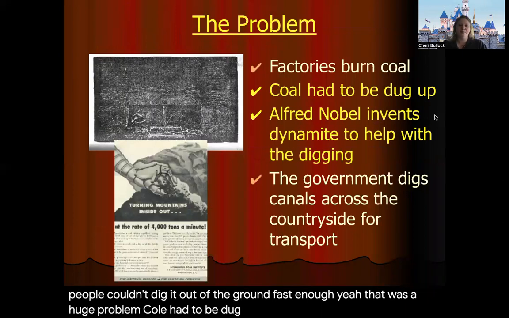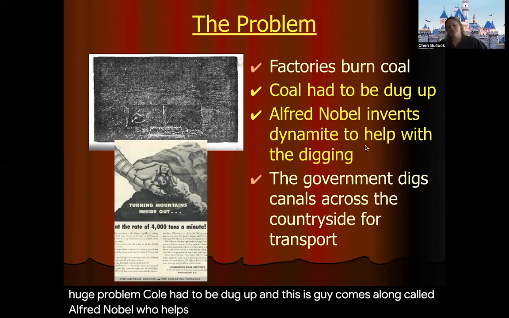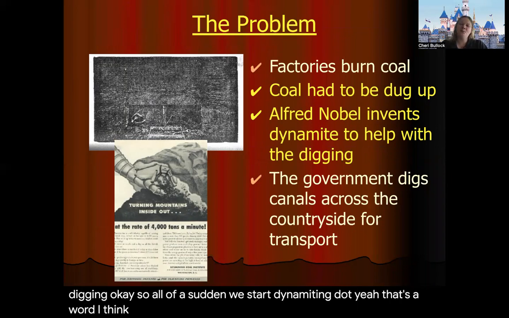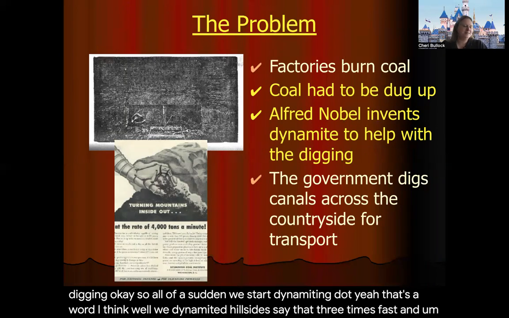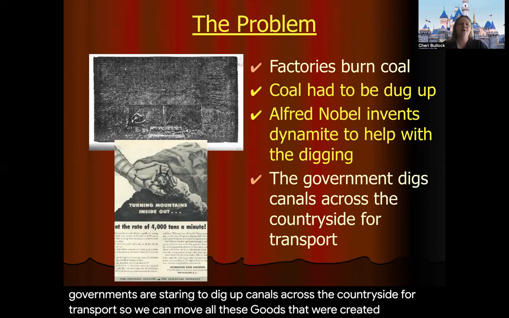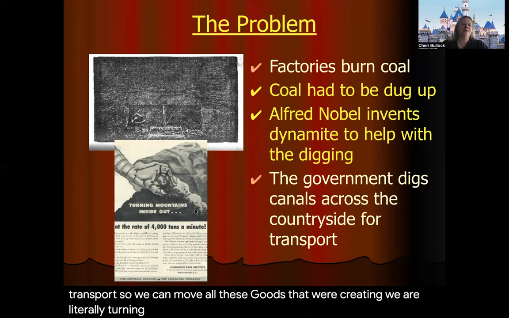Coal had to be dug up. And this guy comes along called Alfred Nobel, who just happens to invent dynamite to help with digging. So all of a sudden we start dynamiting. Yeah, that's a word, I think. We dynamited hillsides. Say that three times fast. And governments are starting to dig canals across the countryside for transport so we can move all these goods that we're creating. We are literally turning mountainsides inside out with dynamite.